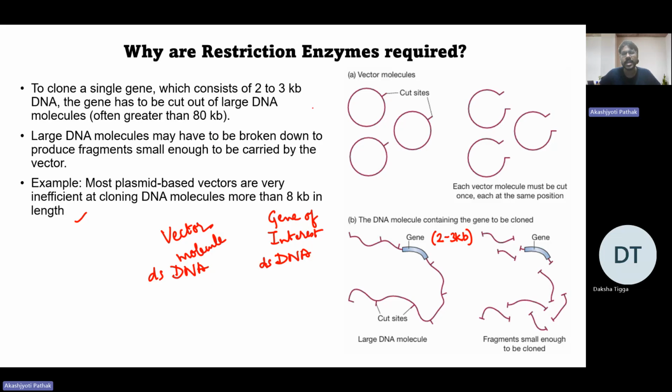So the restriction enzymes are performing two functions. First of all, if you want to insert your gene of interest in the vector, your vector has to be cut. So the vector is cut by the restriction enzyme. So for that you will require restriction enzyme, and for isolating your gene of interest from the DNA molecule, for that also we will require restriction enzyme so that from the large DNA molecule we can isolate the 2 to 3 kb length of gene. Okay.